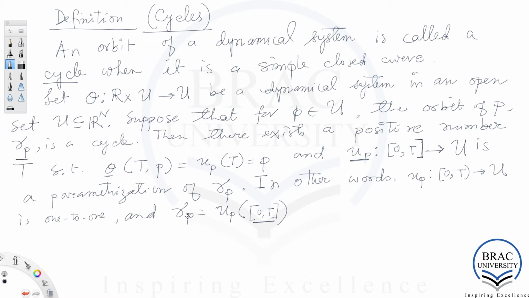Okay. The function U sub P is said to be periodic with period T. So this is the definition of a periodic solution, okay? And U sub P is called the underlying periodic solution.